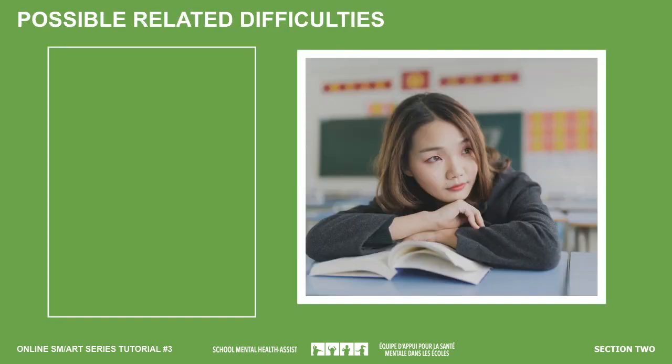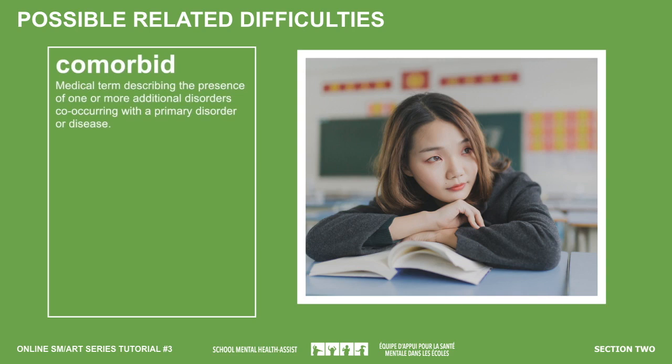It is common for people with a mood problem to have comorbid difficulties. The term comorbid is often used in medicine to describe the presence of one or more additional disorders co-occurring with a primary disorder or disease. For example, there is a significant link between depression and anxiety.